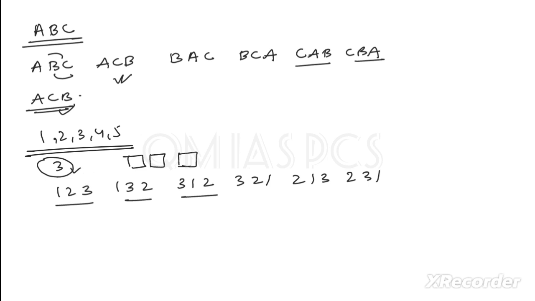So that means forming numbers with given digits means arranging the given digits, and it is the case of permutations, because we are arranging the digits. I hope you have understood the permutation concept. Now let's see the example for combinations.